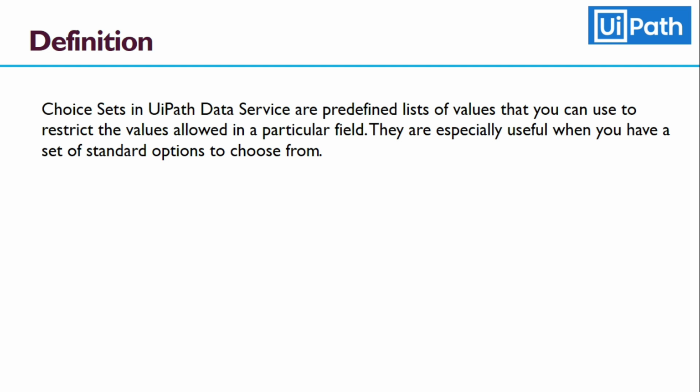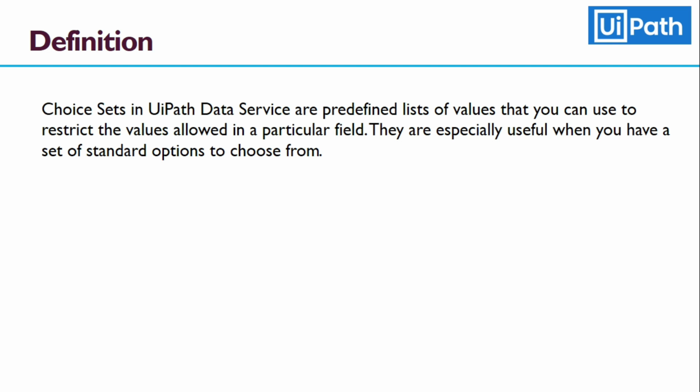Let's understand this definition in simple words. A choice set in UiPath Data Service is like a drop-down list of predefined values. When you are filling out a form or a record, instead of typing something yourself, you have to choose from the options that are already set in advance. That helps ensure that only valid, consistent data is entered.